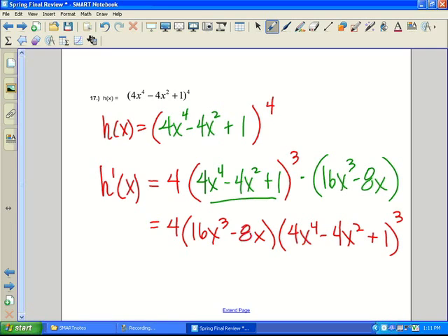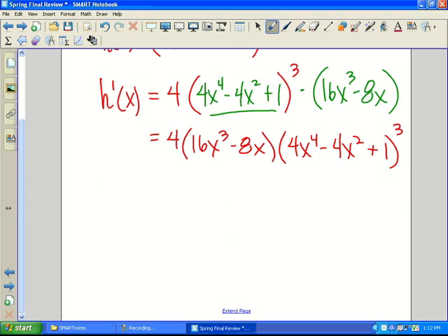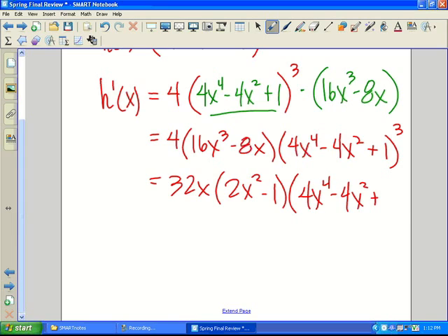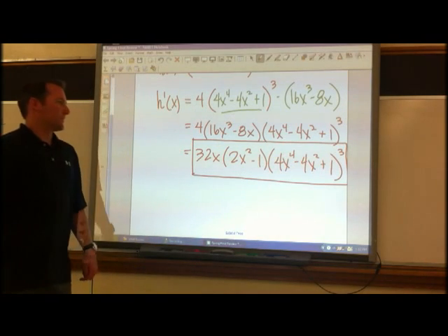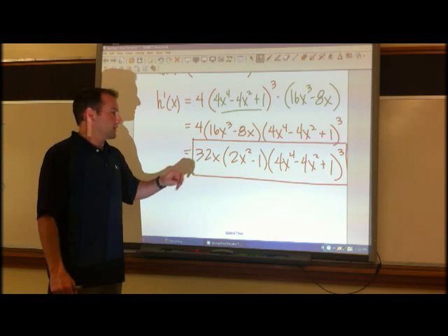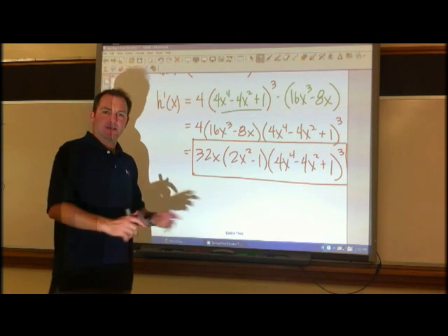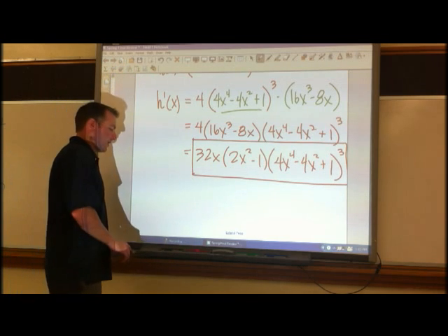You can simplify this more. You can kind of go either way. You can distribute the 4 in, or you could actually take a 4x out, or an 8x out. Let's do that. So if I pull an 8x, I would have 32x on the outside, and that leaves me with 2x squared minus 1 in there, and then 4x to the fourth minus 4x squared plus 1 cubed. So again, once you have your solution, it's going to be a matter of going back in and figuring out which of the answer choices matches with the solution that you got.